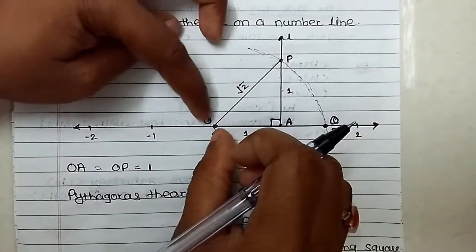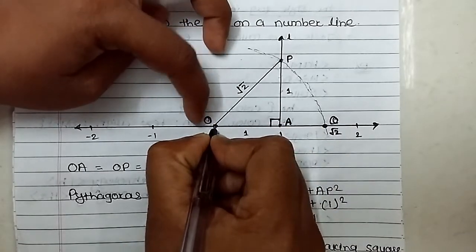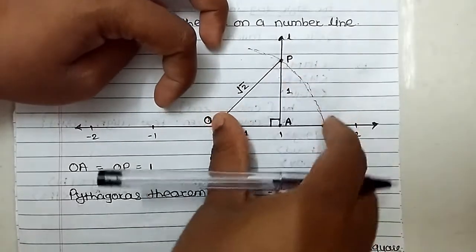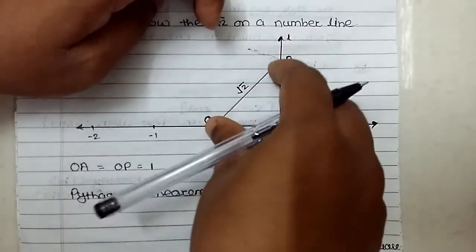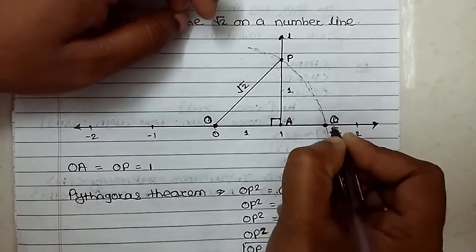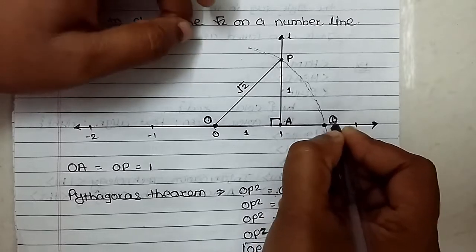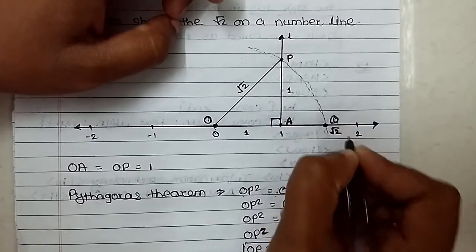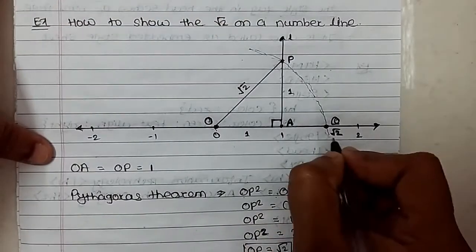If I want to take O as a center, I have to draw one circle. Clear? O as a center and take the radius, that is OP, and draw one circle. Where the arc intersects the number line, give this point as Q, and this point represents root 2. Okay? So this is your solution.